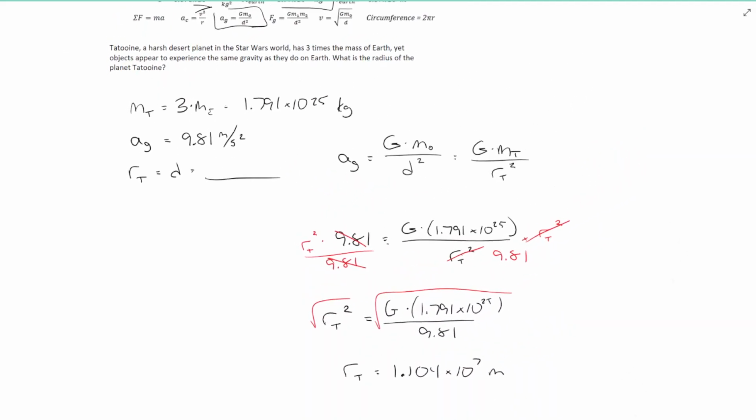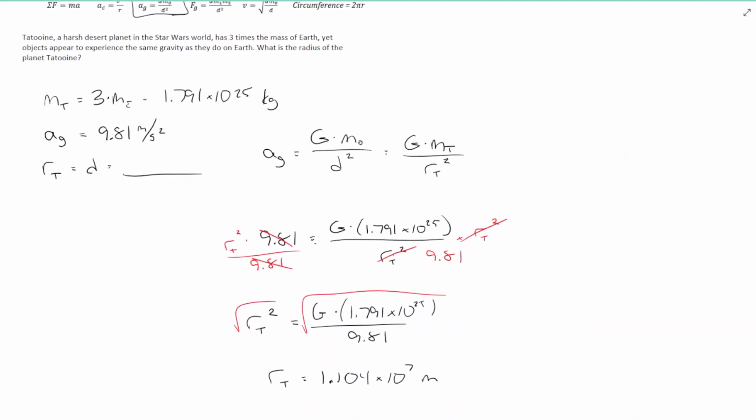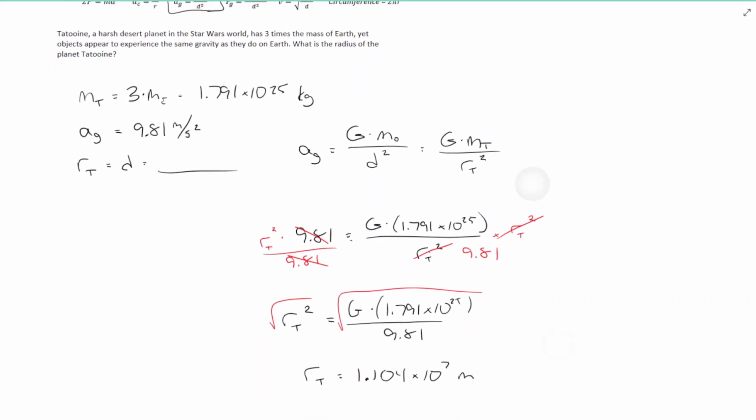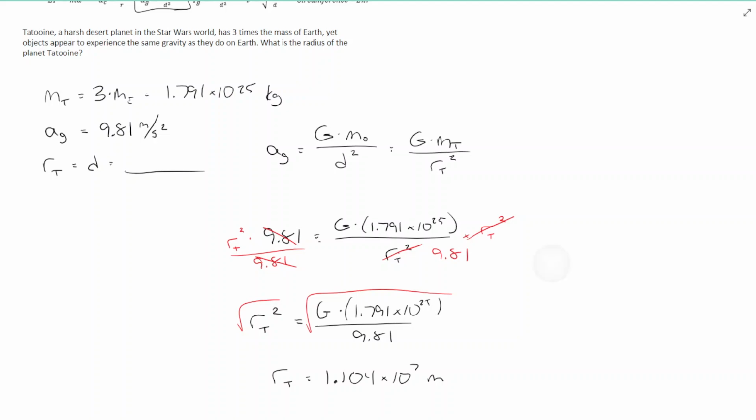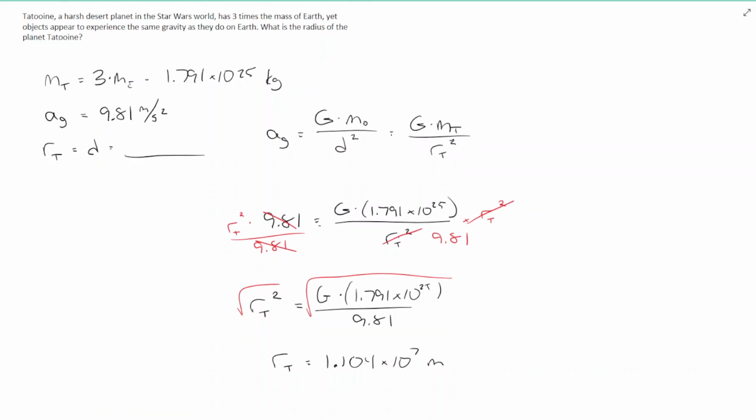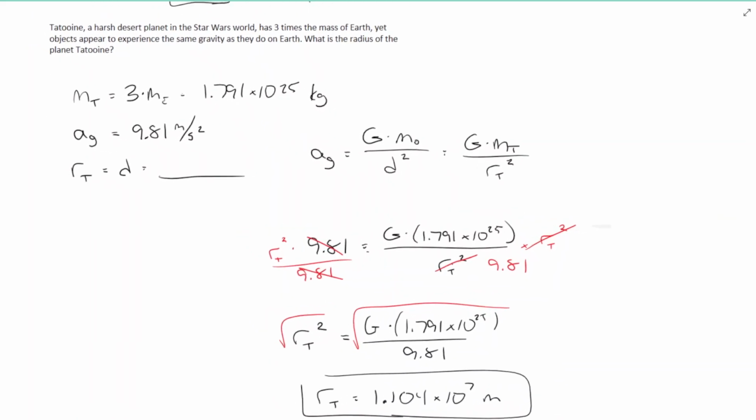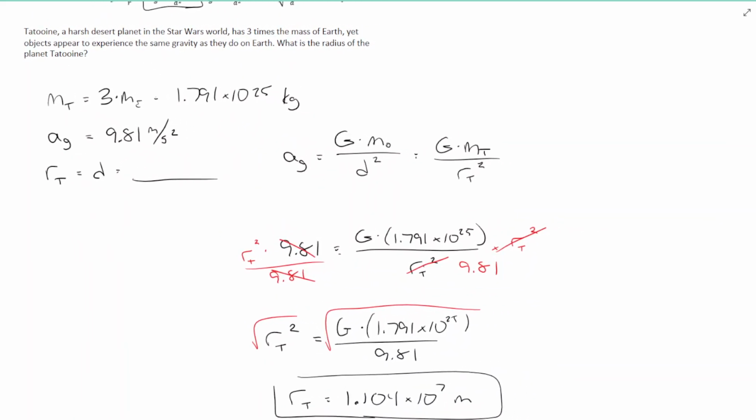Earth is 10 to the 6, so it's about an order of magnitude bigger than Earth, which would make sense if it's more massive. It would also need a bigger radius to have the same gravity, right? So this is our answer for the radius of Tatooine, 1.1 times 10 to the 7, about 11 million meters. It's a bigger planet. It's more massive. Since you're further away from the center, that would allow that gravity to be the exact same as Earth, even though the planet is more massive.